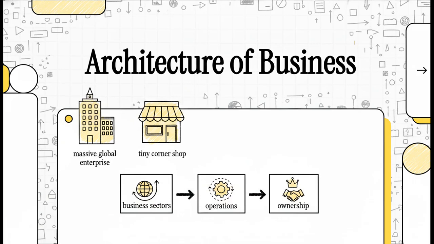Welcome to This Explainer. Okay, let's just jump right in. Today, we're going to unpack the actual architecture of business. Every single organization out there, from the tiny little corner shop down the street to massive global enterprises, well, they all fit into a very specific structural framework.